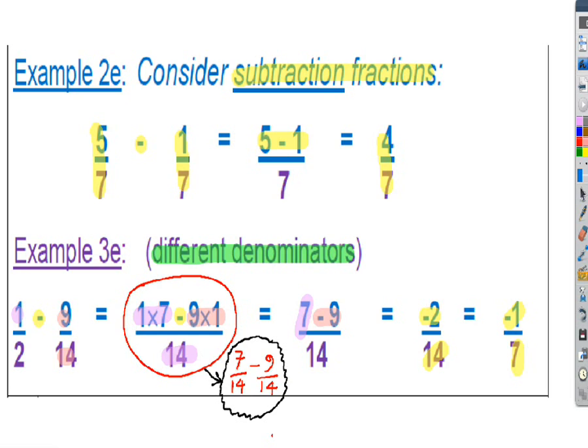So example 3 highlights a slight complication you've got when you add in fractions that have different denominators. You have to find the common denominator first of all, and then write all the fractions effectively over that denominator, in whichever format you prefer to use.